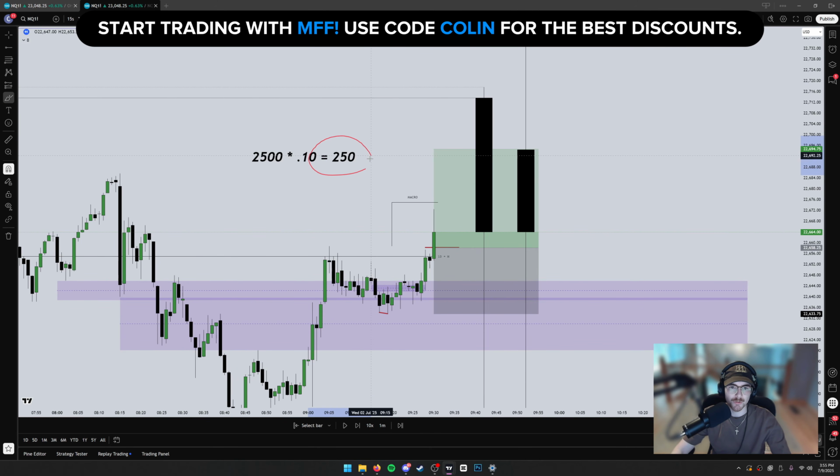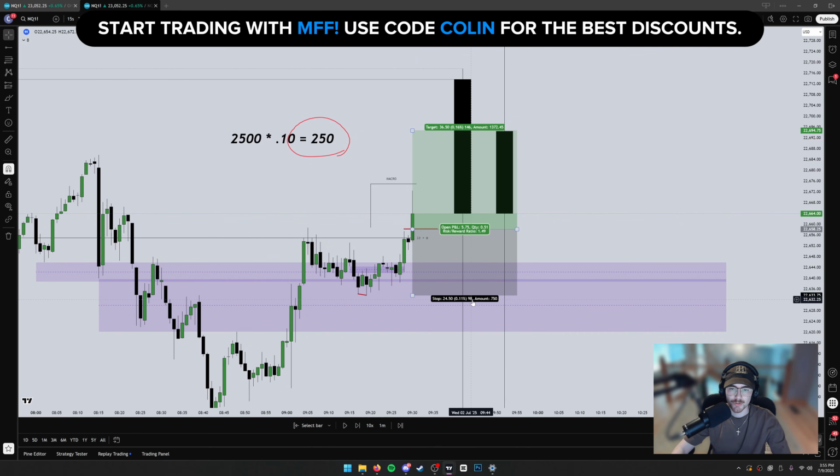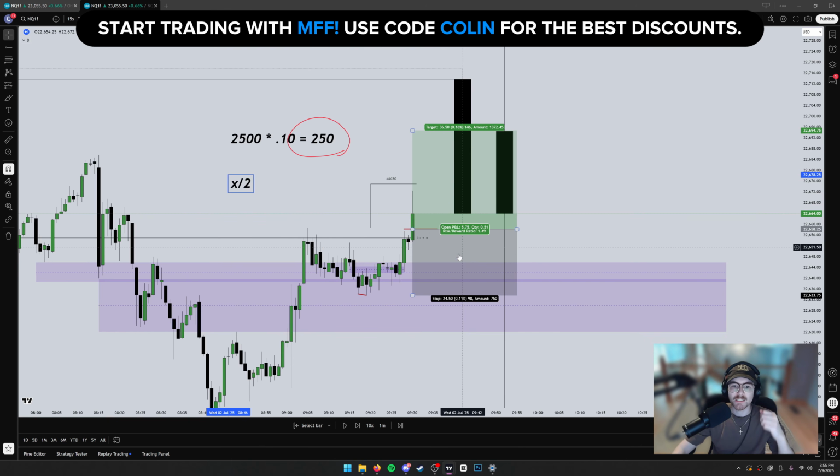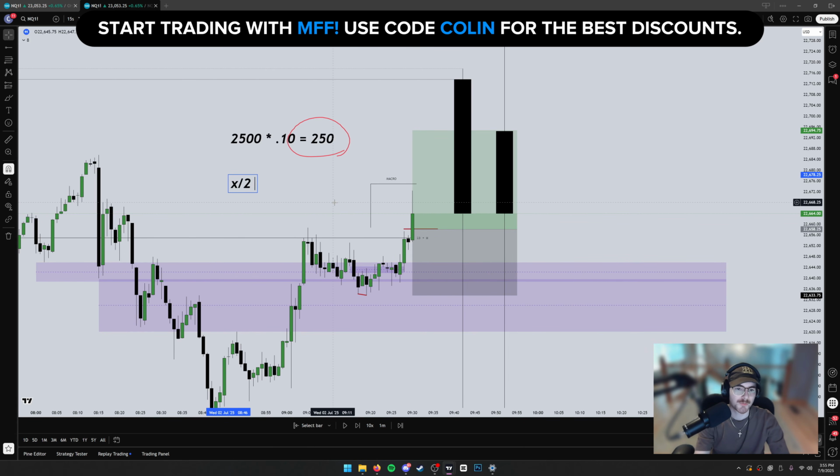How do I calculate $250 worth of risk in this trade when we talk about ticks? It's super simple. All you're going to do is take your tick amount. So we'll do X as in ticks and divide that by 2, because each tick is 50 cents or half of a dollar, right? So X divided by 2, and that will give you your dollar per tick.